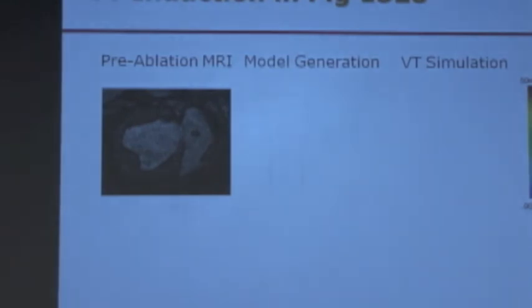And then that last pig I showed you, the one that was still inducible, they did a lot of modeling work on that. Again, here's the pre-ablation MRI. And then again, they colorized the normal tissue in red, the scar in yellow, and then they call it the peri-infarct zone, our gray zone, in green.